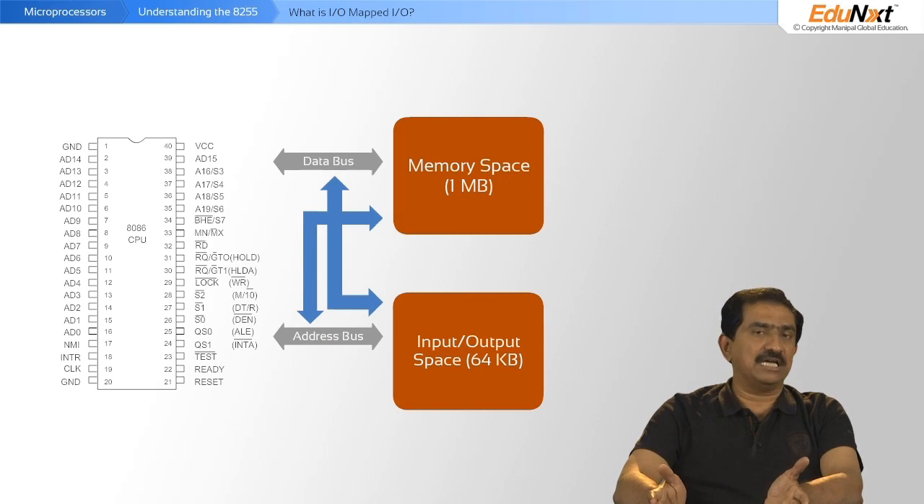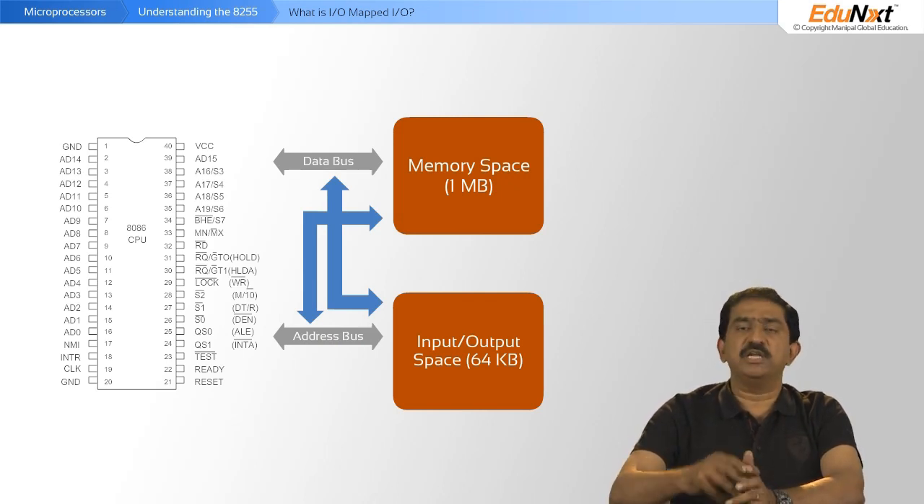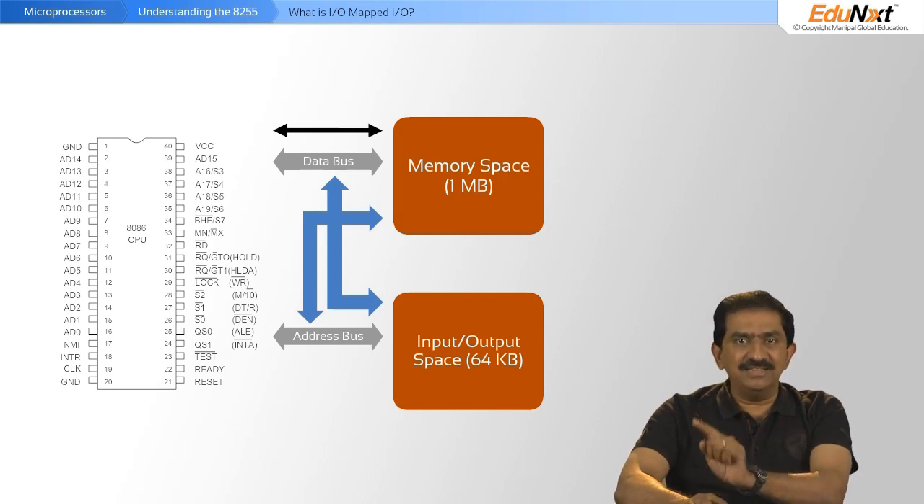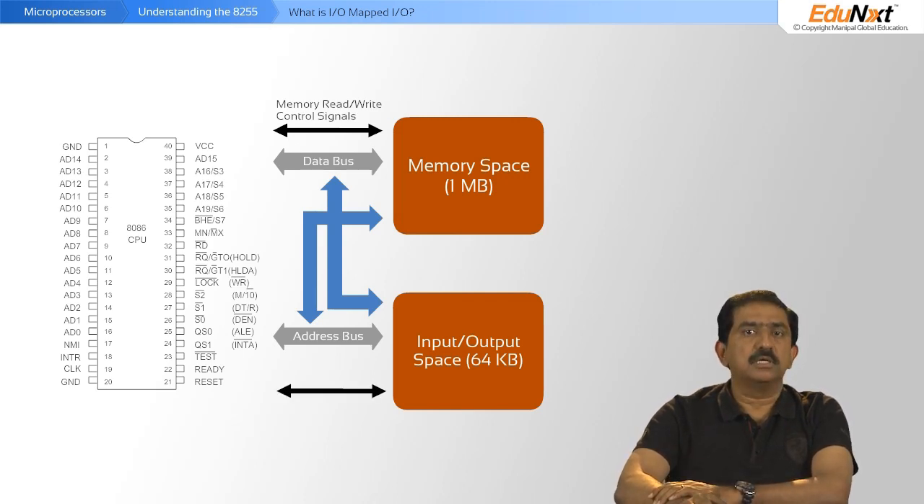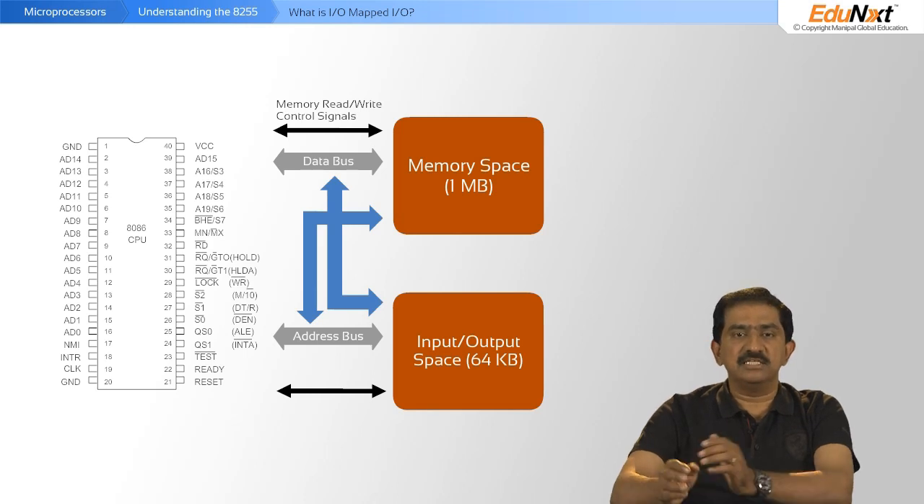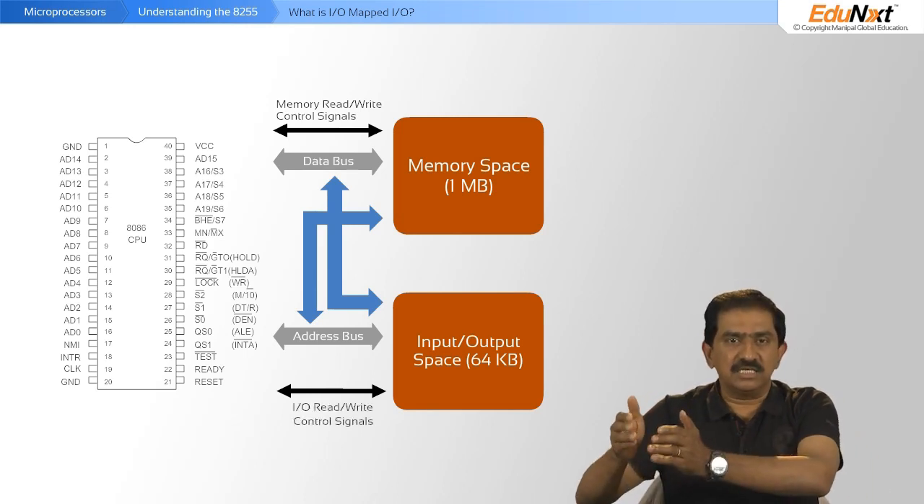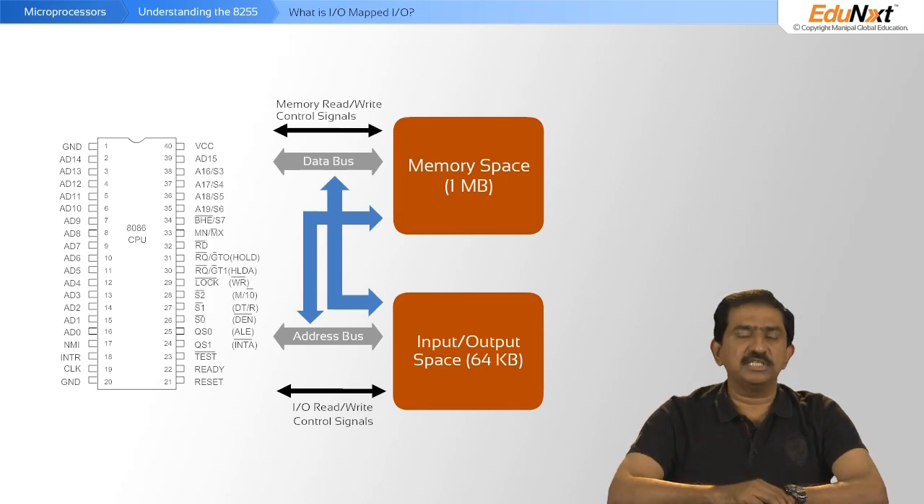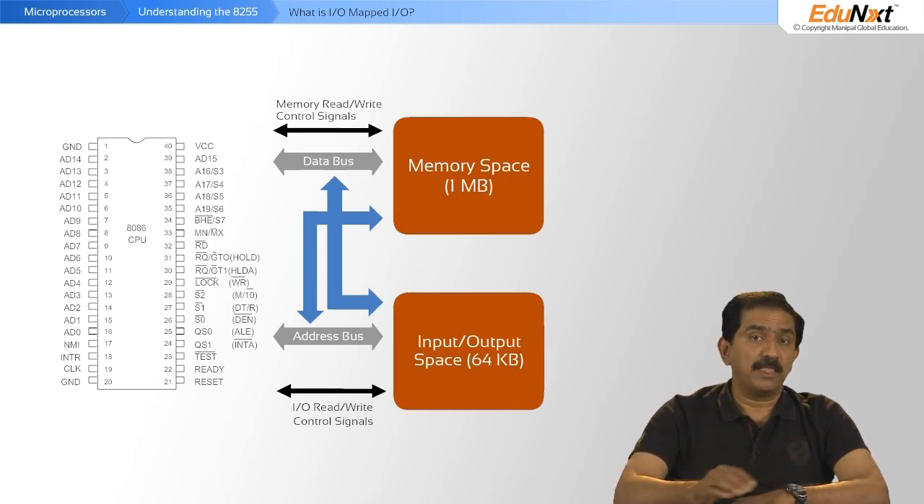The address lines are the same. Again, remember the processor just has one set of address lines that come out of it, so both the memory devices and the I/O devices are connected to the same address lines. What differentiates the two is that in the case of a memory, the memory read-write control signals are used, whereas for an I/O device, there is an I/O read-write control signal. There's a separate set of signals that the microprocessor generates to control I/O devices.